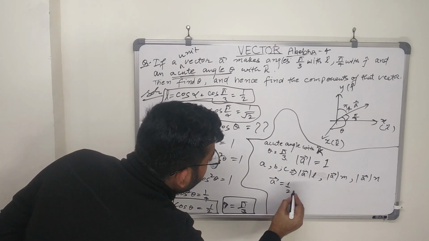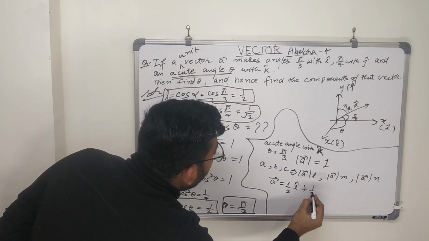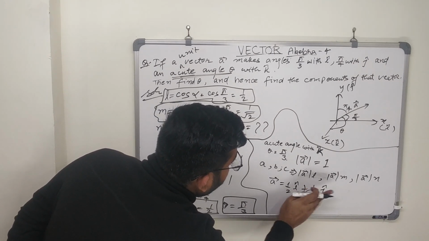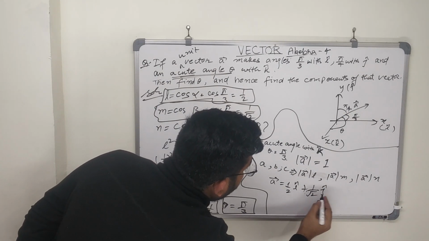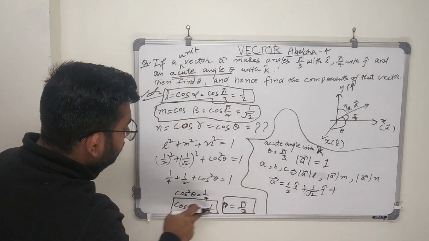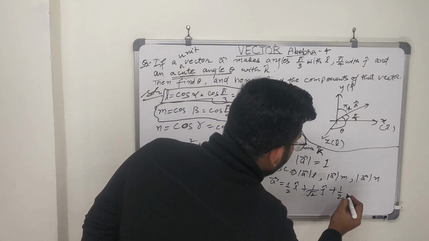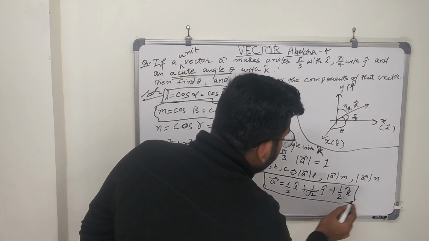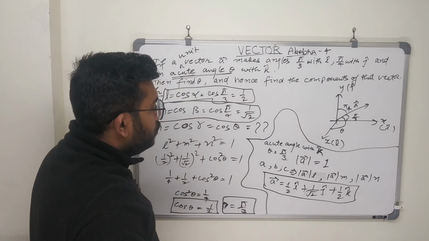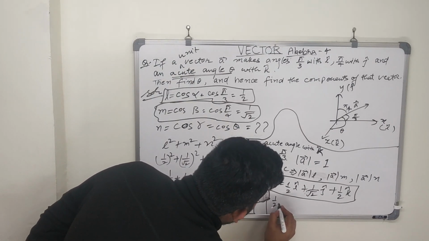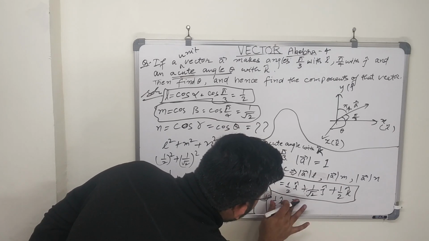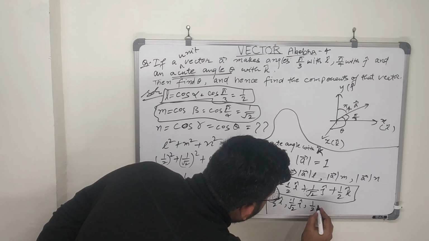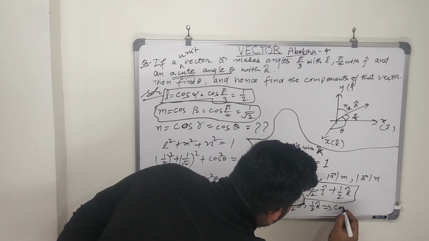So we can directly put the direction ratios in the A vector, that is equal to 1/2 of i cap plus 1/√2 of j cap plus 1/2 of k cap. So in this way we have obtained the component form of the vector. So by this we can say that 1/2 i cap comma 1/√2 j cap comma 1/2 k cap, these are the components of the vector.